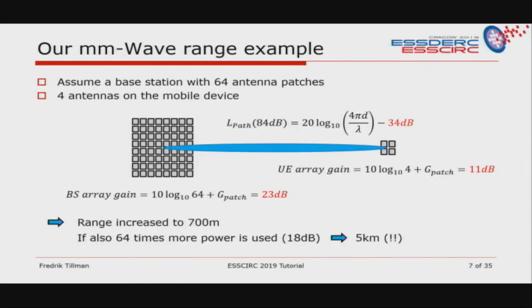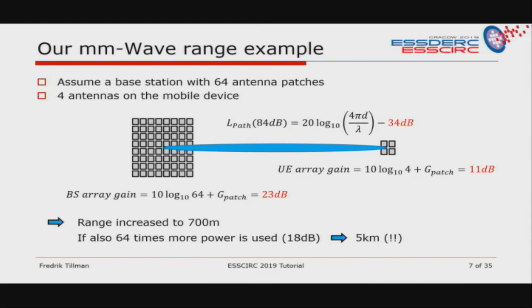So if we go back to our millimeter wave example, if we're able to scale up the antenna from being isotropic to having 64 antenna patches, and we also scale up the receiving part, so you're not having just an isotropic antenna on the UE, but maybe a 2x2 antenna array on that side as well, you see, if you plug in these numbers in the equations, we have increased the range to 700 meters by just doing the antenna redesign.